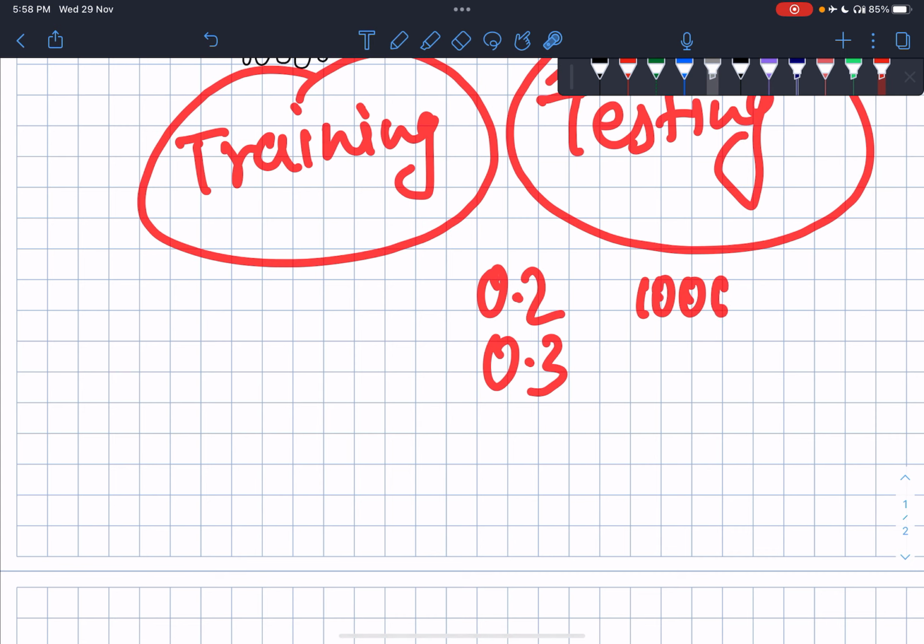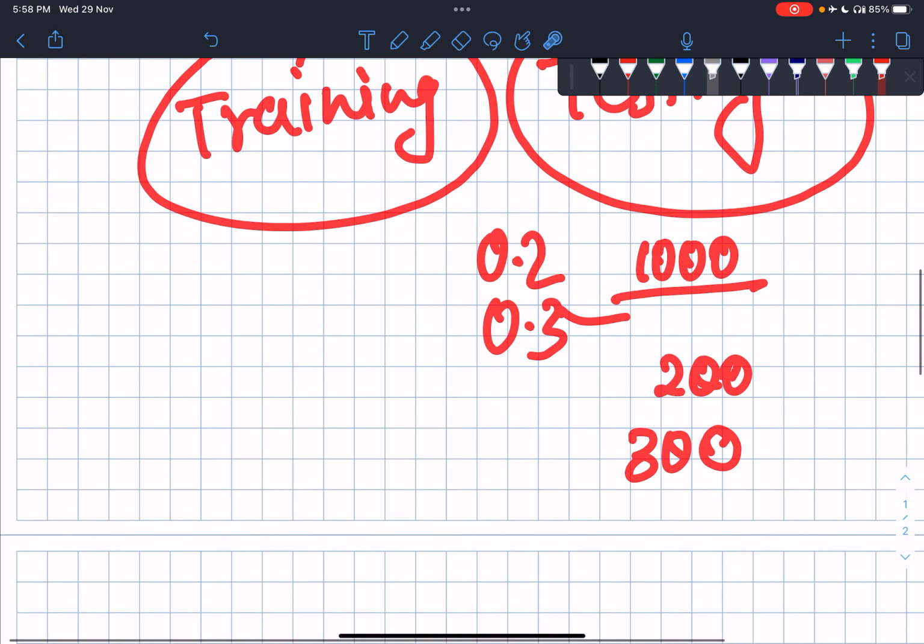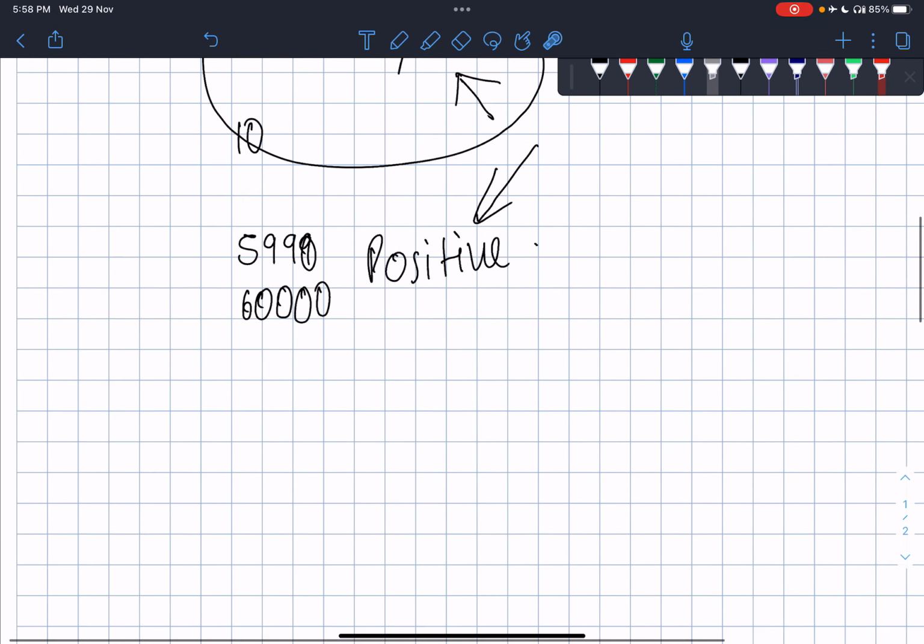If we have a data set of 1,000, then 0.2 will be around 200 and 0.3 will be 300. So we split it and keep it aside from the training set, because we are building the model on the training set, and we have to predict things later, for which we will use the test set.